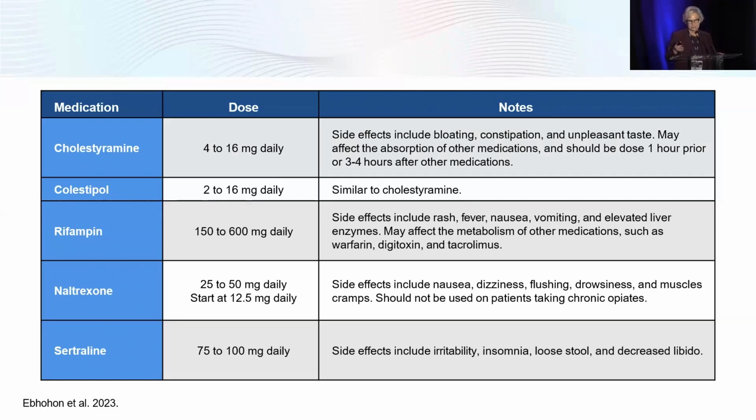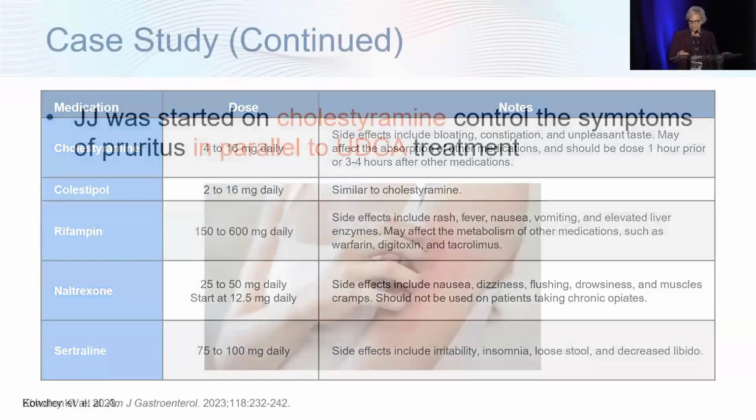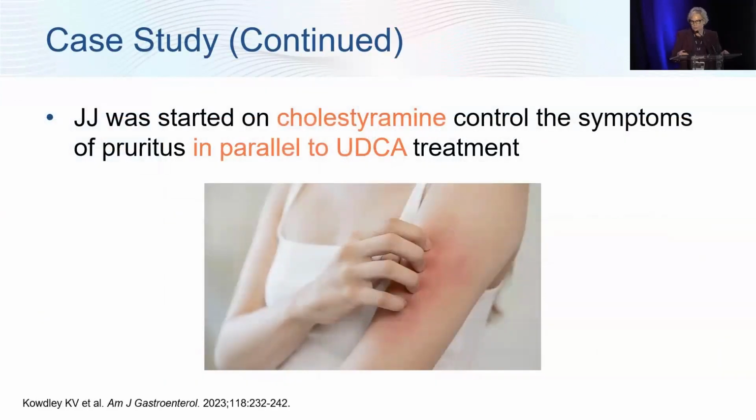That's especially true with cholestyramine, which oftentimes you can't be successful with because of the associated side effects. They're either going to get diarrhea or constipation or bloating and they don't tolerate it. But you're probably not going to get anywhere if you're giving 4 milligrams of cholestyramine daily. You really have to hit the dose. The same as with sertraline and naltrexone. Start low, amp up as tolerated to the max level that you can, and then go from there. You're much more likely to be successful. So JJ was started on cholestyramine, surprise, to control the symptoms of pruritus in parallel to her UDCA treatment.